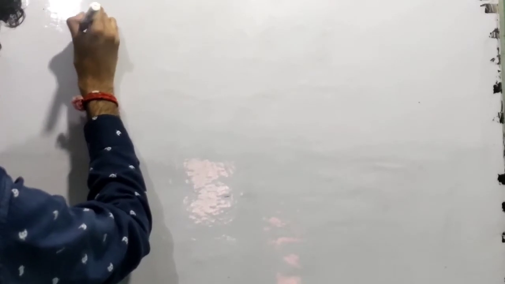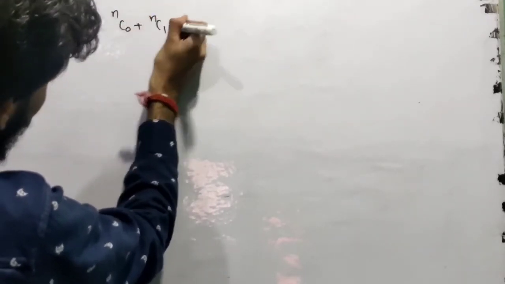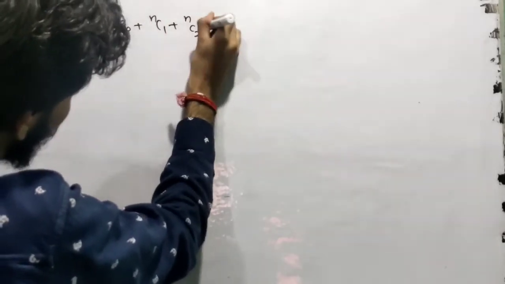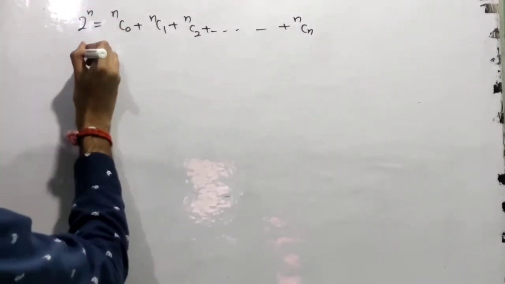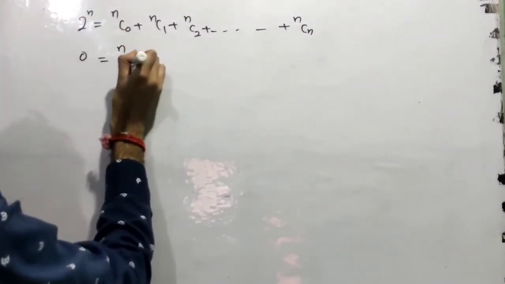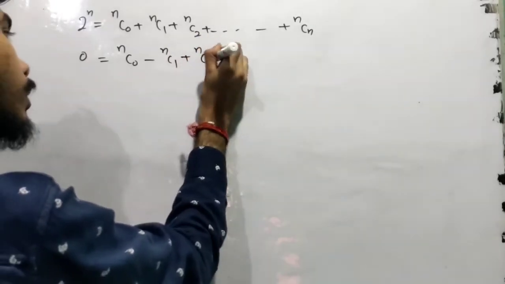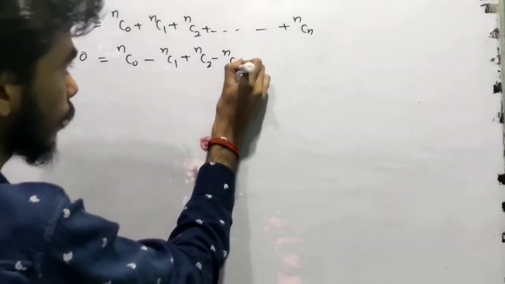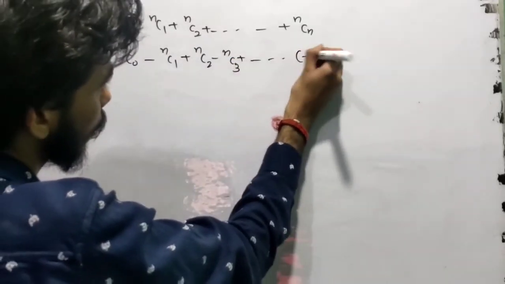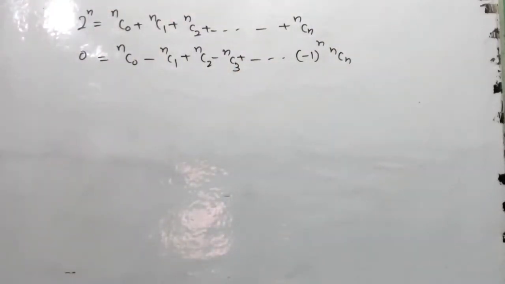So it becomes like that. As we have seen, the sum of binomial coefficients, that is nC0 + nC1 + nC2 + ... + nCn equals 2 to the power n, and 0 equals nC0 - nC1 + nC2 - nC3 + ... + (-1) to the power n nCn. So these two properties we have got.